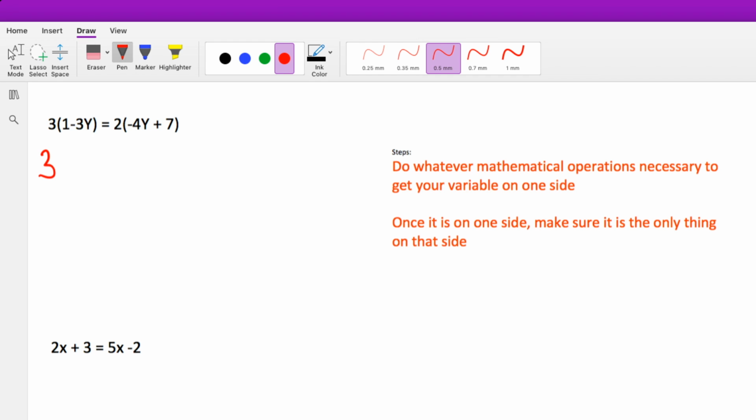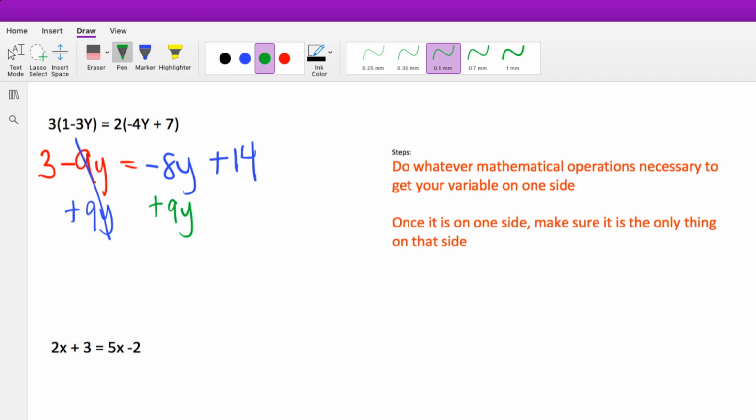And 3 times negative 3y is going to give us negative 9y equals, now we're going to work with this side of the equation, 2 times negative 4y is going to give us negative 8y. Let me change our color. 2 times 7 is going to give us 14. Okay, so we still need to get our variable on one side. We see here we have a minus 9y. So I'm going to add 9y to both sides, plus 9y. These are going to go away, plus 9y. This is going to become 1y, so just y.